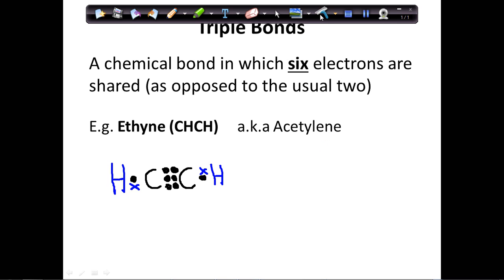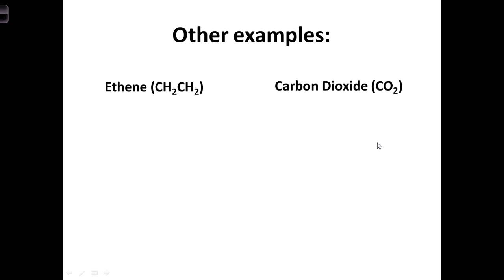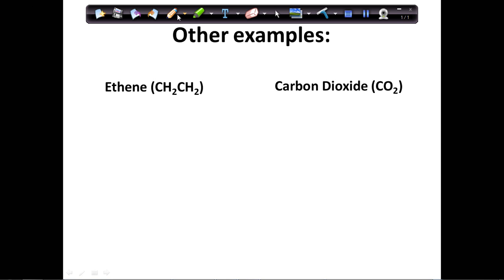So that's it. Alright, basically guys, we're just going to look at a couple more examples. So moving on, here we've got ethene, CH2, and carbon dioxide. Let's have a quick look at those. So the first one, following a similar idea, let's draw our carbon. Carbon does have 4 valence electrons.